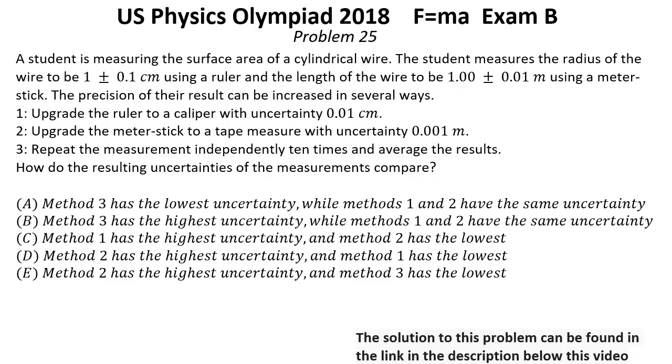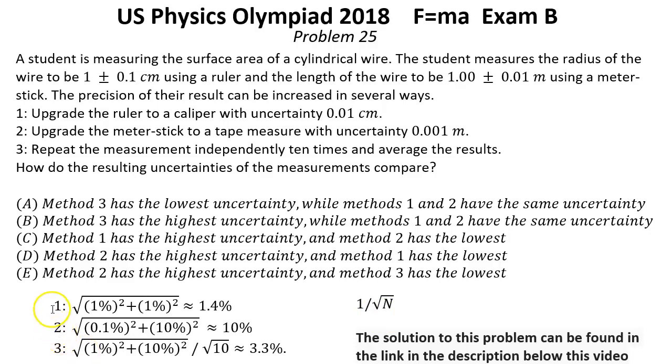Solution for problem number 25. In this solution we use fractional uncertainties. The fractional uncertainty of an average of n independent trials is decreased by a factor of 1 over square root of n. The surface area is proportional to radius times the length, so we add the fractional uncertainties in quadrature.